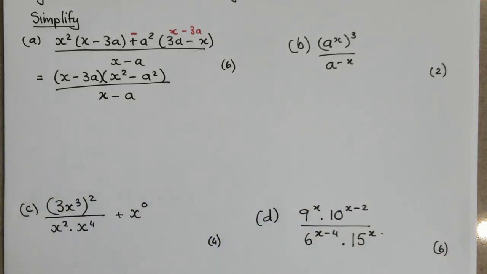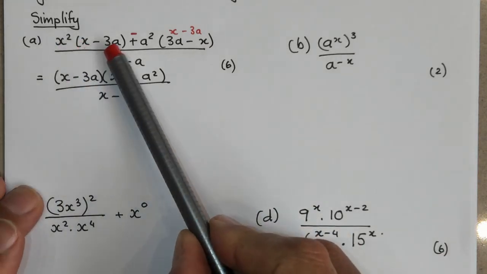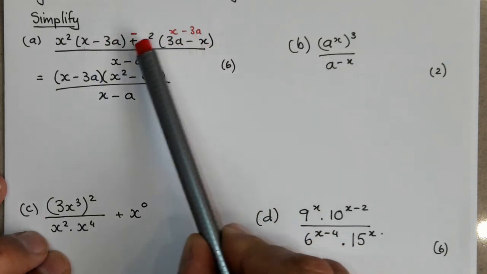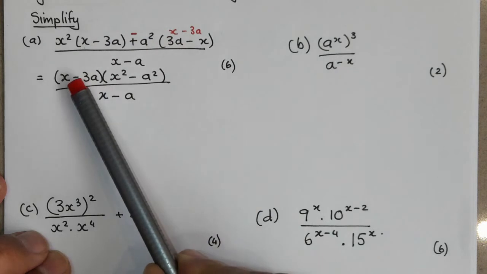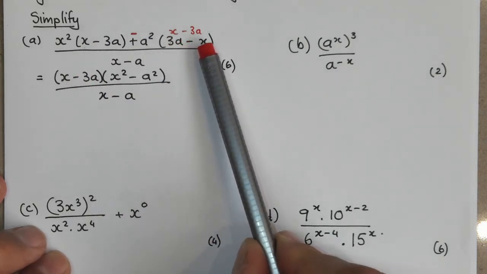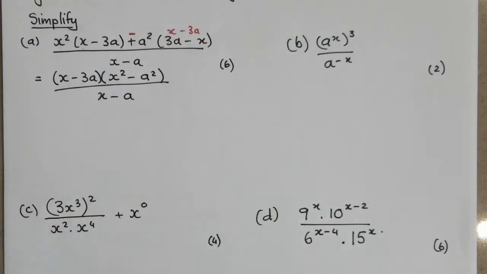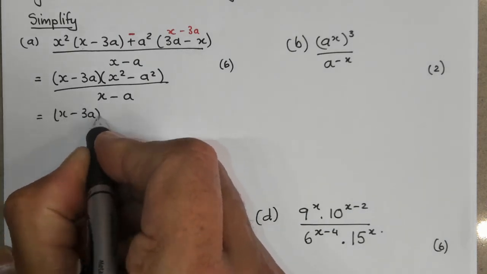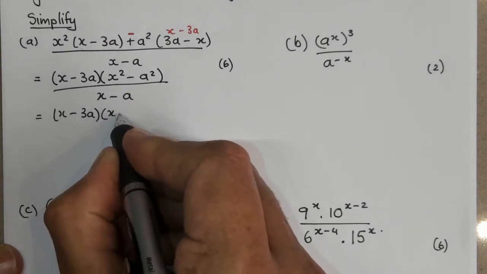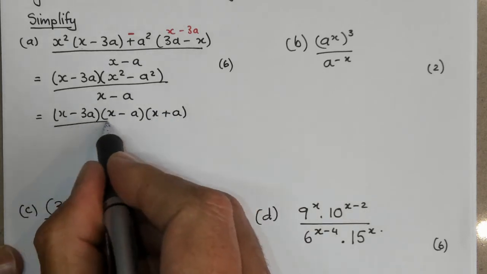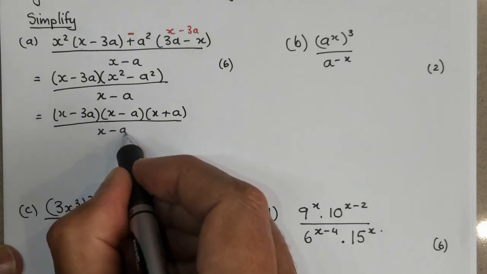Again, look carefully. There was a x minus 3a, there was a 3a minus x. Ideally, I want to remove those two as a common bracket. To be able to do that, I need to change the sign in the bracket. In other words, whatever comes in front of the bracket is a negative. Now I can see beautiful x minus 3a. There's the difference of 2 squares, x minus a, x plus a. All of that was over x minus a.